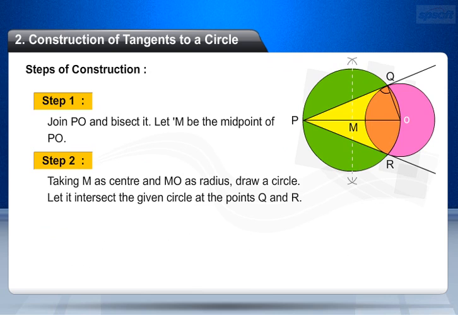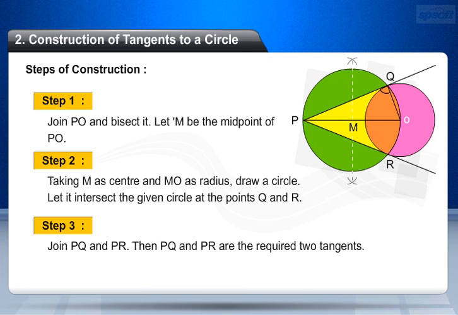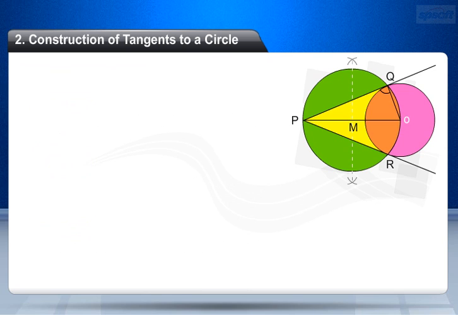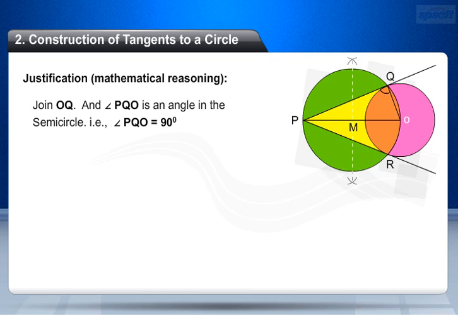Step 2. Taking M as center and MO as radius, draw a circle. Let it intersect the given circle at the points Q and R. Step 3. Join PQ and PR. Then PQ and PR are the required two tangents. Let us now see the justification of the construction through mathematical reasoning. Let us see how the construction works.